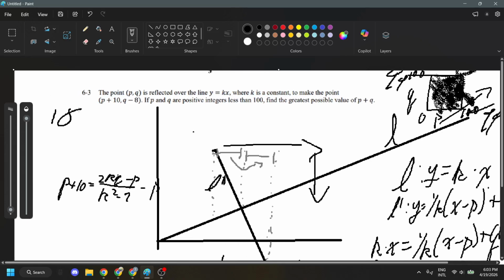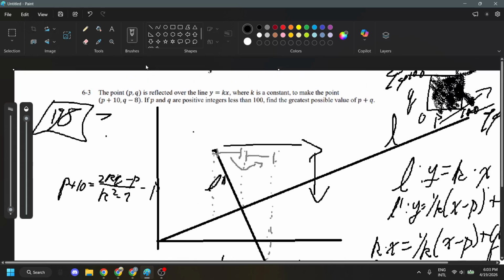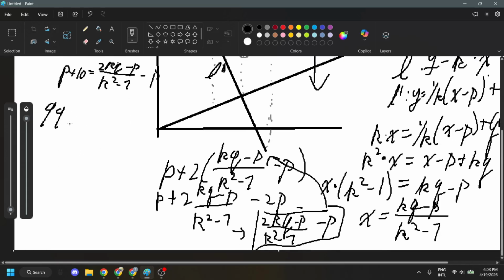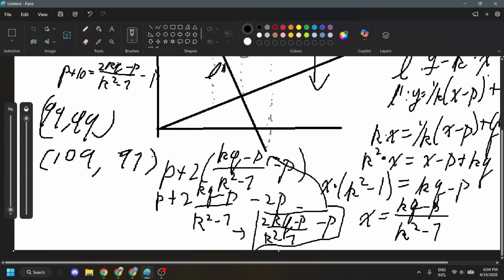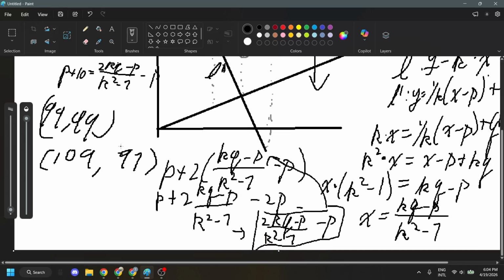So 198? Question mark? Let's try it. Let's say we have 198, 99, 99. 0.9999 is reflected over that line to get shaped to how we like. To make the point 109, 91. Okay. So now we just need to find the line to make that happen.